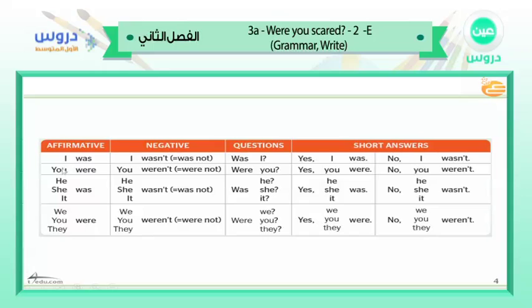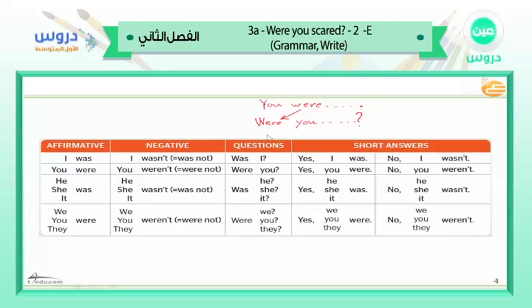Okay, the next one, you were. We know that you should take were. With the negative, you weren't or you were not. The questions, were you? It's the opposite, okay? So it's just like this. This is you were in the sentence. It should be like this: capital W, were you, and so on. And, of course, question mark. But this one is full stop.